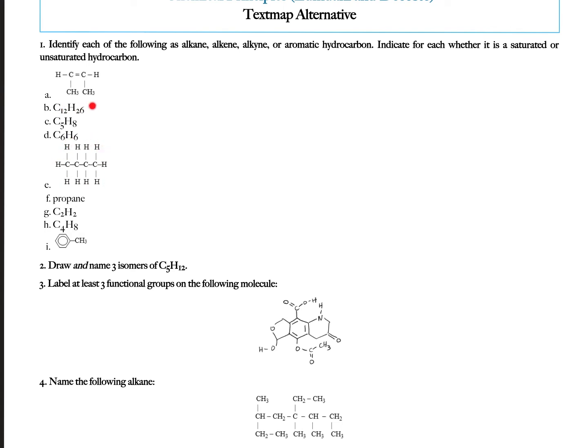So if you look at this formula here, C12H26, now that you know this trick, you can quickly see, aha, if I double 12, that's 24, and then I add 2 to it, I'm going to get 26. So I don't have to draw out the whole thing. I just know from the ratio of carbons to hydrogens that this is made completely of single bonds. Therefore, it's an alkane.